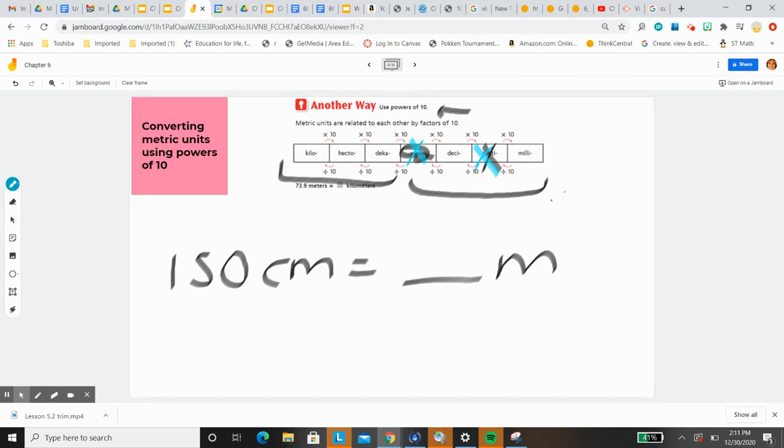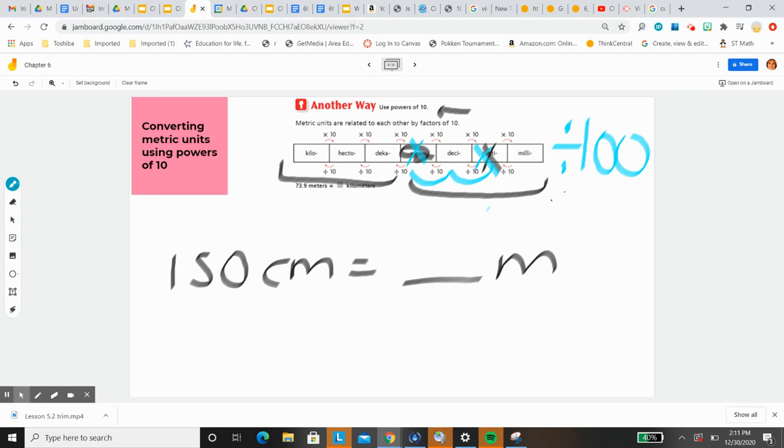Okay, now we're going to count how many places we move to get from centa to meter. We're going to go 1 and we're going to go 2. Okay, so that means I'm moving this direction, so I'm going to divide. Okay, now I've gone 10 times 10, or I've gone 1, 2 places, so I'm going to divide by what? 100. Literally, when you move to the left, you're going to divide.